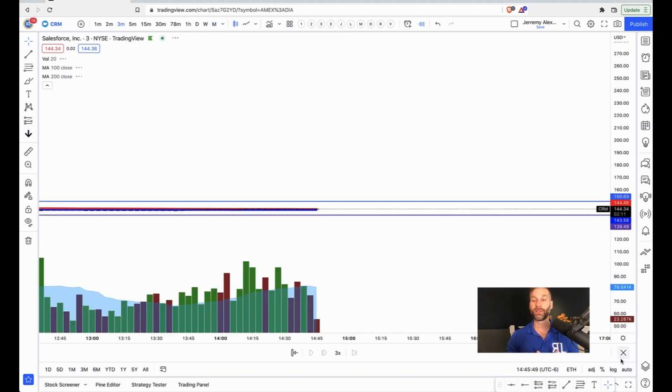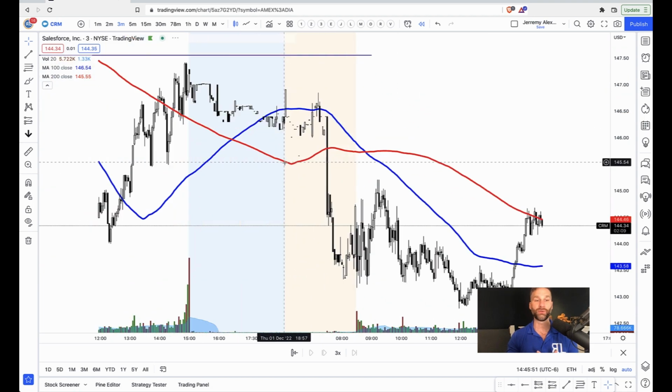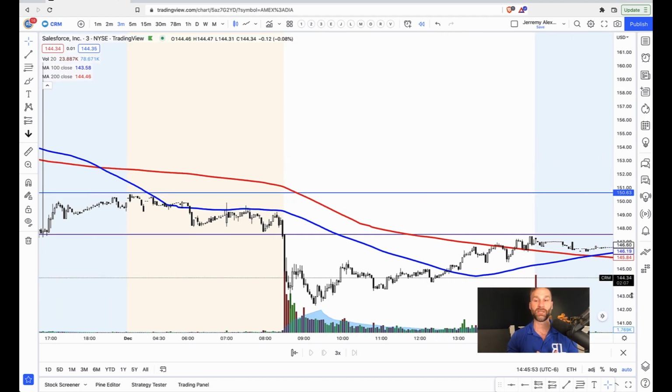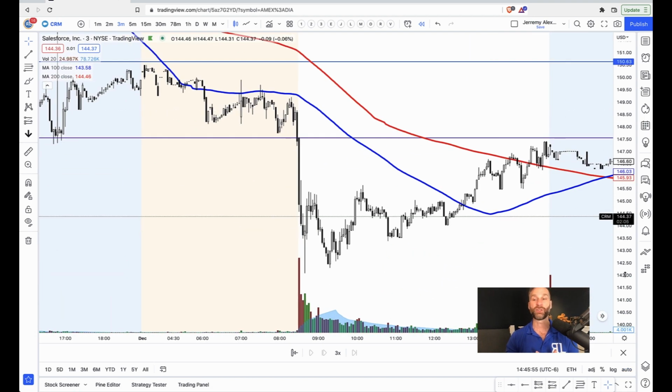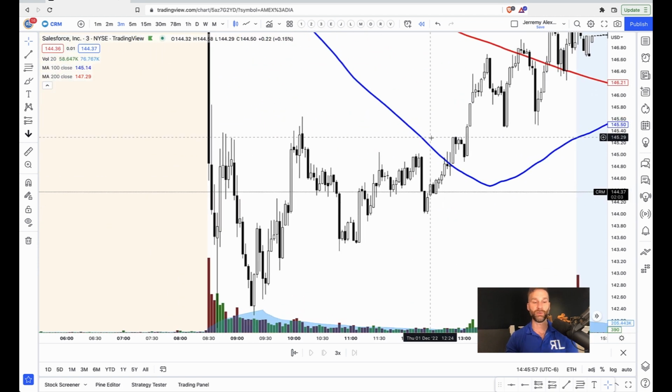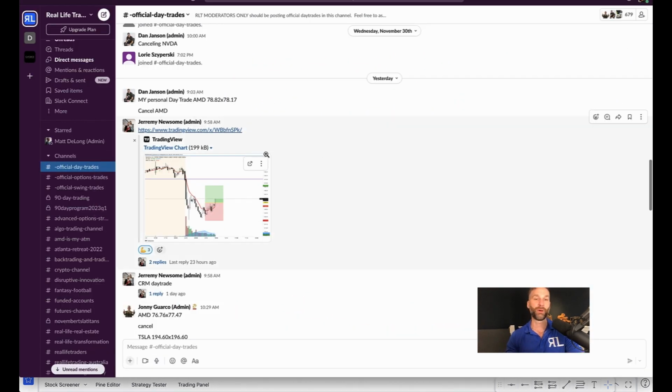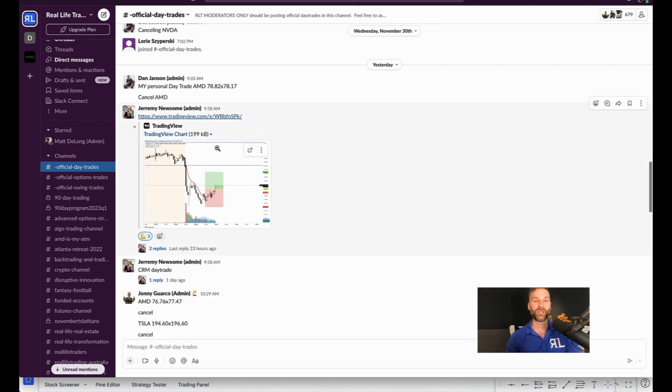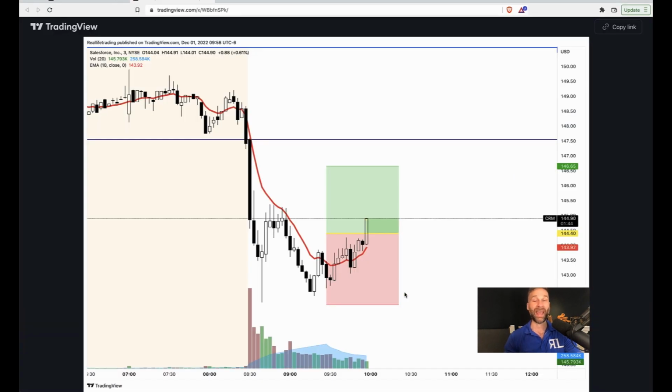So not only the short, but also looking at a potential long was a discernible edge from the daily chart. That's one of the ingredients that I used. And here's the setup that I posted in our official day trade Slack channel for all the traders who have access to the All Access Pass. Everyone has access to this, and we all won nicely on it. But this was what the trade looked like at the time.